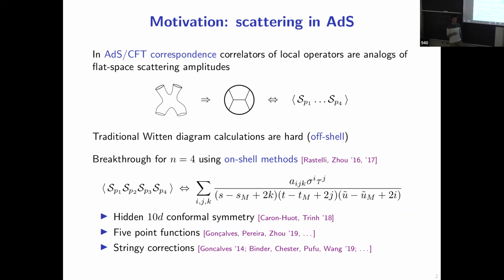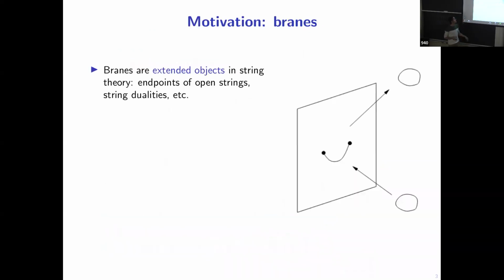In the analogy with string scattering amplitudes. So today what I'm going to do is another generalization of this setup, and what I'm going to do is consider the presence of branes in AdS. So in particular, we know that there's the duality between string theory and a CFT at the boundary.